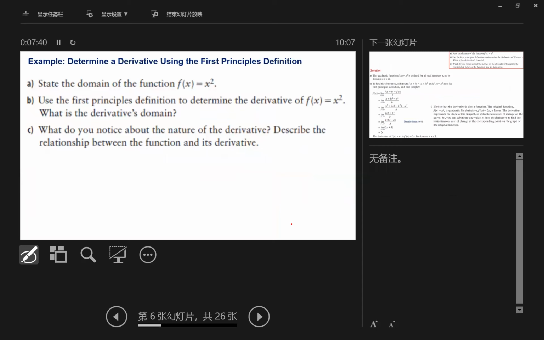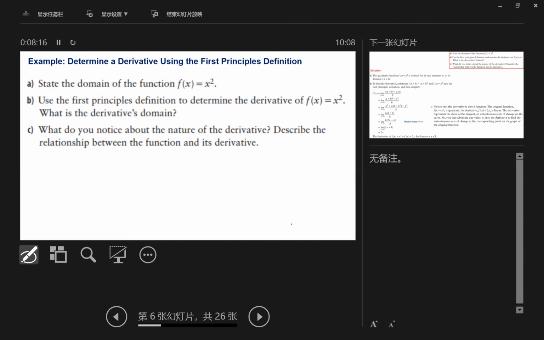Okay, this example asks you to find a derivative using the first principles definition. Remember, the first principles definition states that the derivative of a function is defined by a limit of a ratio, right? What is the ratio? The ratio is f(x+h) minus f(x) divided by h, right? Okay, so let's consider these three questions here.